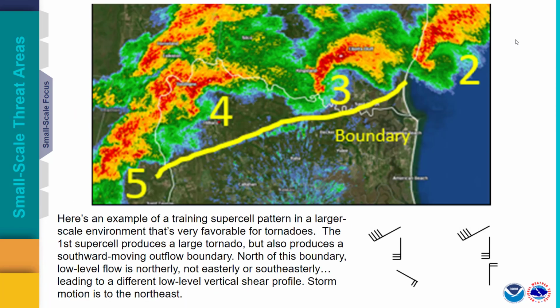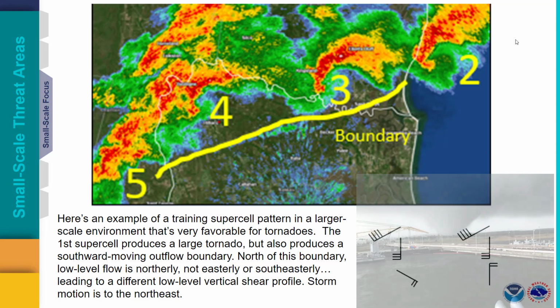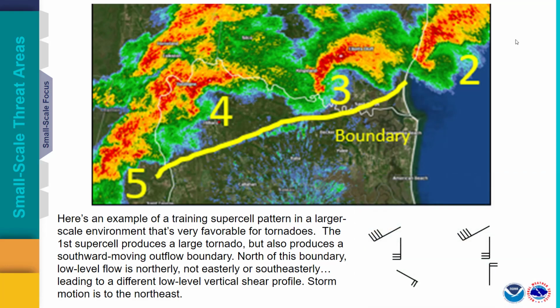Here's an example of a supercell that moved through a highly favorable environment for tornadoes and produced a very rare EF3 tornado in far southeast Georgia. However, the storm also produced an outflow boundary that you can see in the reflectivity image, which moves southward. Velocity data showed inbounds on the north side of the boundary, indicating more of a northerly low-level flow rather than easterly or southeasterly in the pre-storm environment.